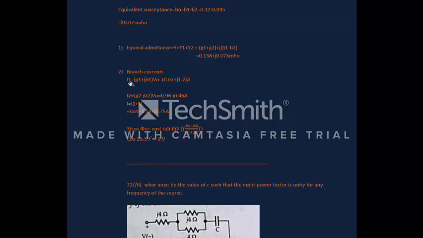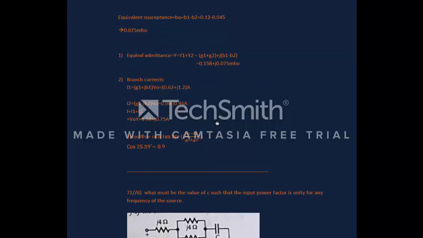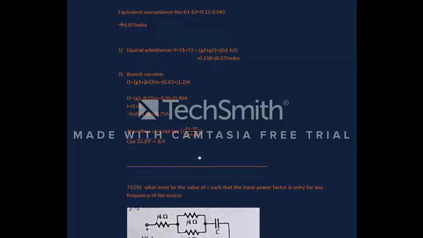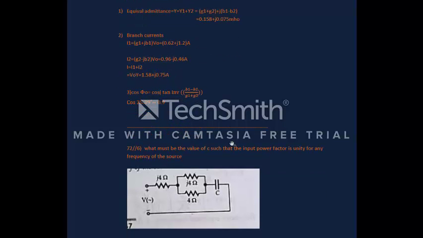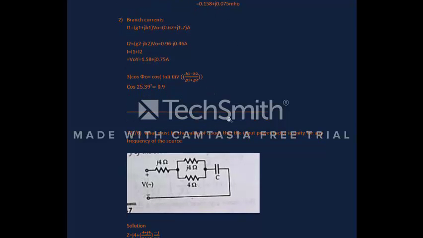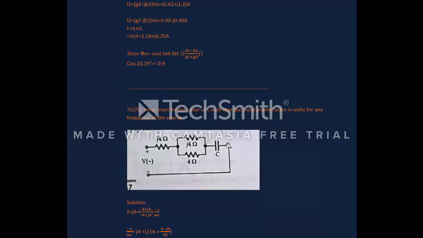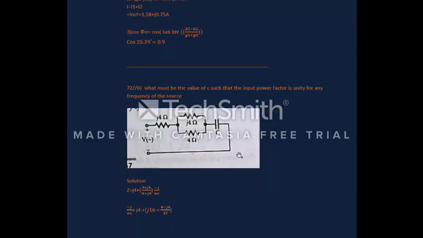Branch current I1 is equal to (G1 plus JB1) into V0, which is equal to 0.62 plus 1.2J ampere. I2 turns out to be 1.58 plus 0.75J amp. And the power factor cos phi naught is equal to cos of tan inverse of (B1 minus B2) upon (G1 plus G2). It comes out to be cos 25.39 degrees, which is equal to 0.9. Let's go to the next question.